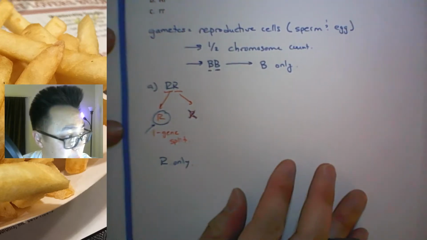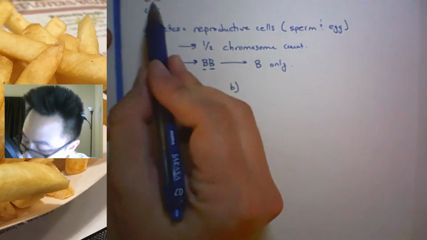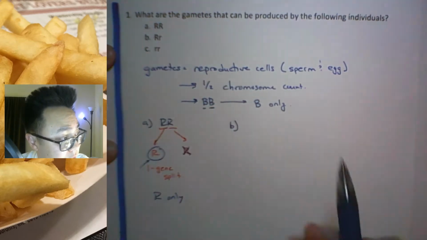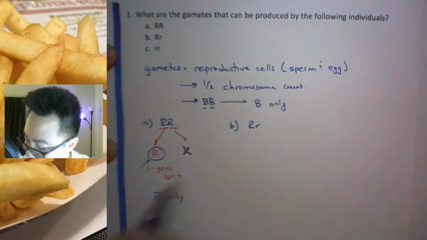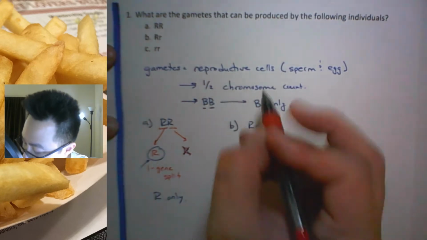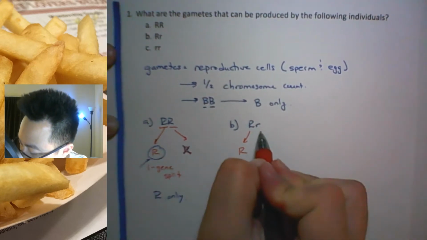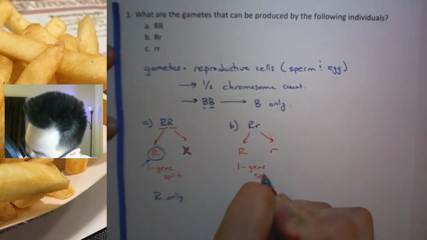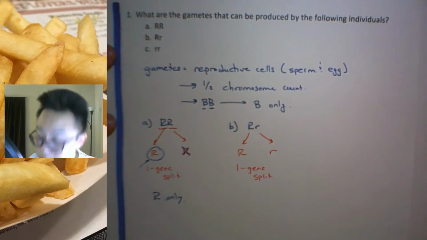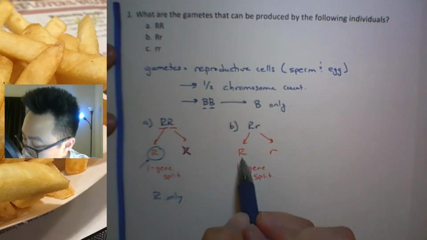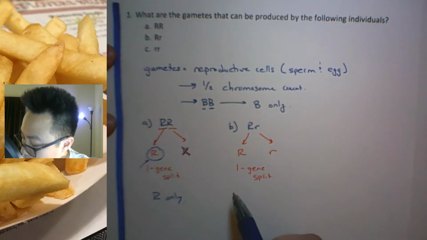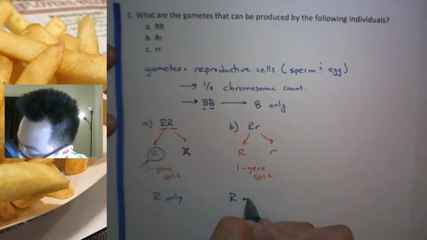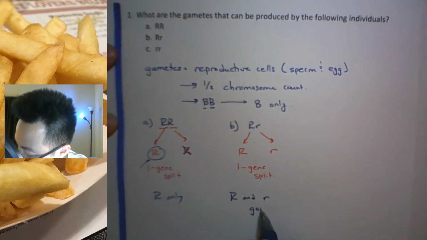All right. How about part B? Well, we have here, according to our problem, big R, little r. So I'm going to go ahead and rewrite that down on my paper and continue with the one gene split. This one here is big R. That one there is little r. Are there any duplicates here? No, there aren't. There's a big R and a little r here, and they aren't the same. One is uppercase, the other is lowercase, so we have big R and little r gametes.